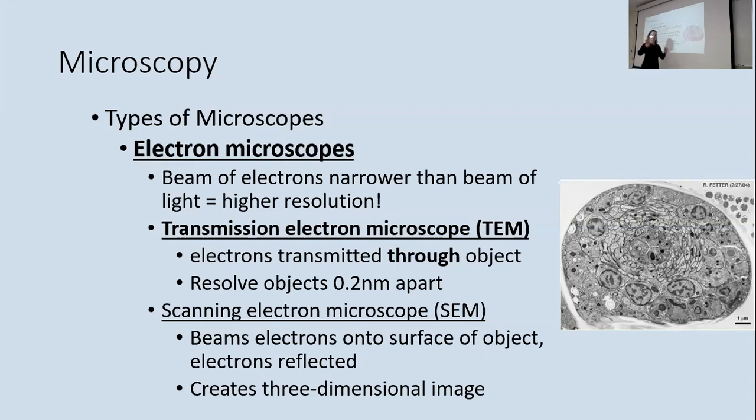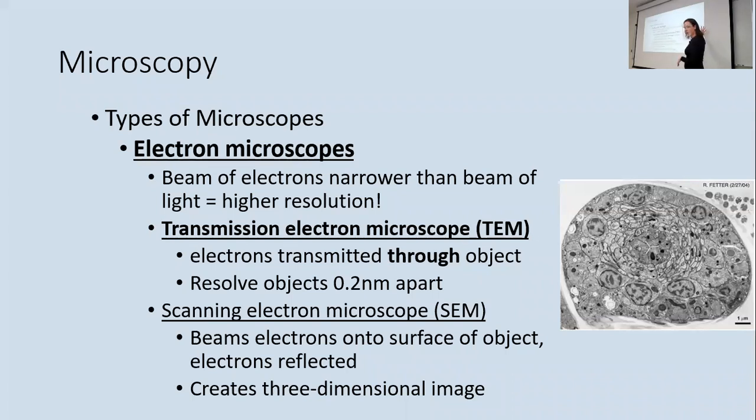So there are microscopes that use beams of electrons, right? Because they can resolve even smaller things. They have a higher resolution. Basically, there's two main types, transmitting and scanning electron microscopes. So transmission electron microscopes, TEMs, shoot electrons through something. And you get these kind of two-dimensional, kind of black and white images.